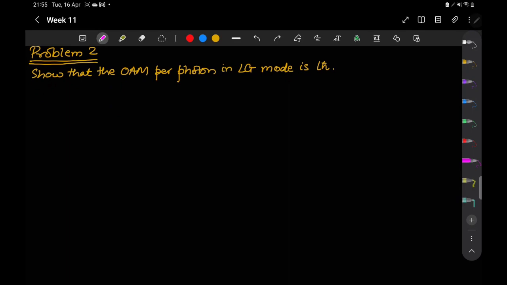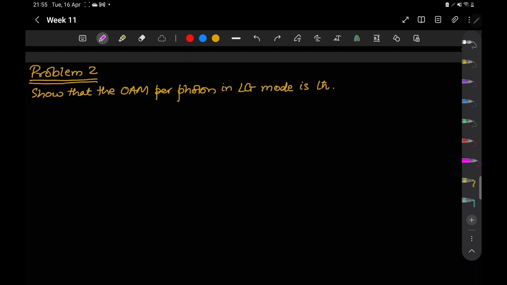This is about orbital angular momentum that we have seen so many times in this course. In this question, we need to explicitly show that the orbital angular momentum per photon in an LG mode, the Laguerre-Gaussian mode, is lħ. Now, for those of you who are curious, you can refer to the original paper by Allen.